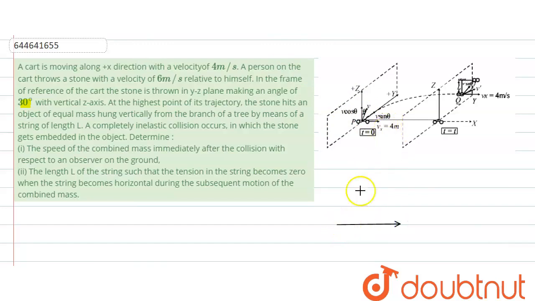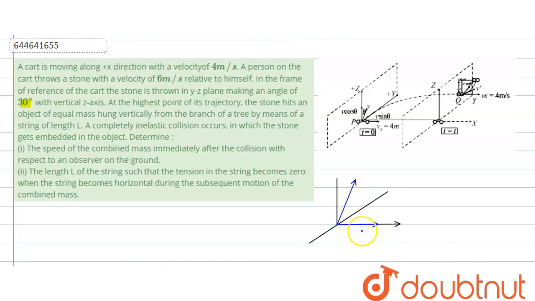So first of all, we just draw our axes. Let's say this is our x axis and this is our z axis, and let's say this is our y axis. Okay, now this is the situation. Now what is happening is that it has been given a velocity of 6 meter per second like this. This is the velocity 6 meter per second in the YZ plane, and it also has a velocity here in the x direction.